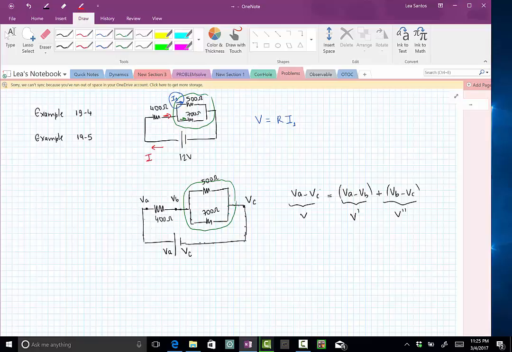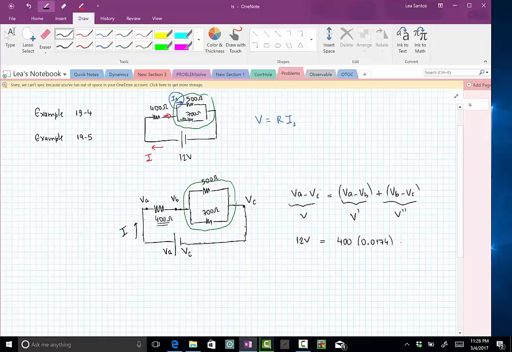The potential difference for the battery was given to us. It is just 12 volts. Do I know the potential difference for the resistance of 400? I do know, because this potential difference is just the current that goes through it multiplied by the resistance. So the resistance is 400 and the current we found, right, is approximately 17 milliamps. If I put the correct value here, I have 0.0174.